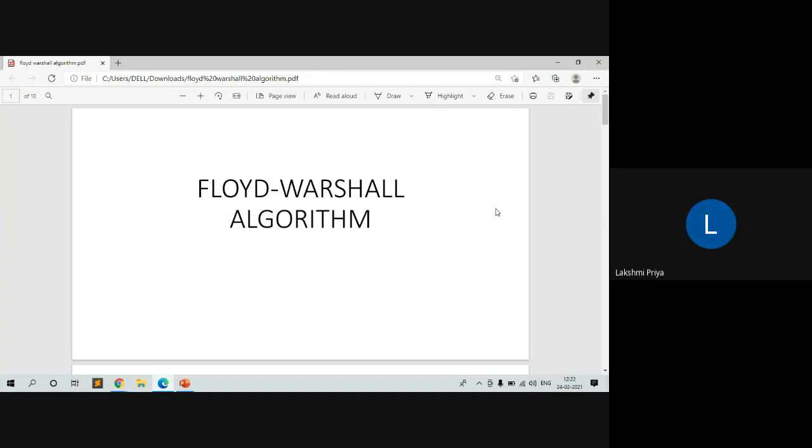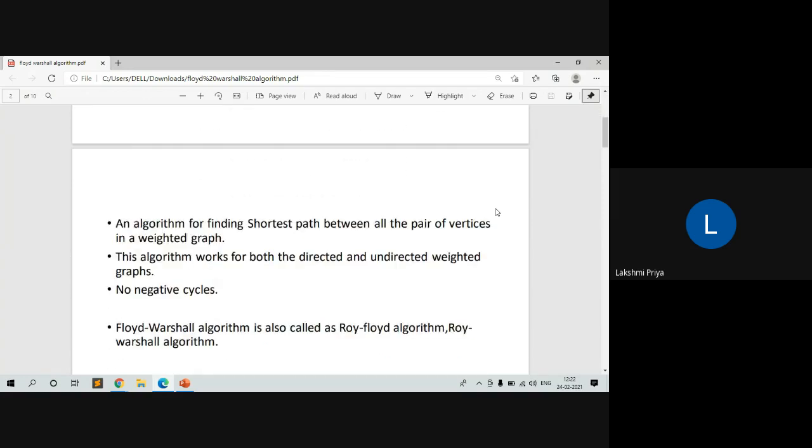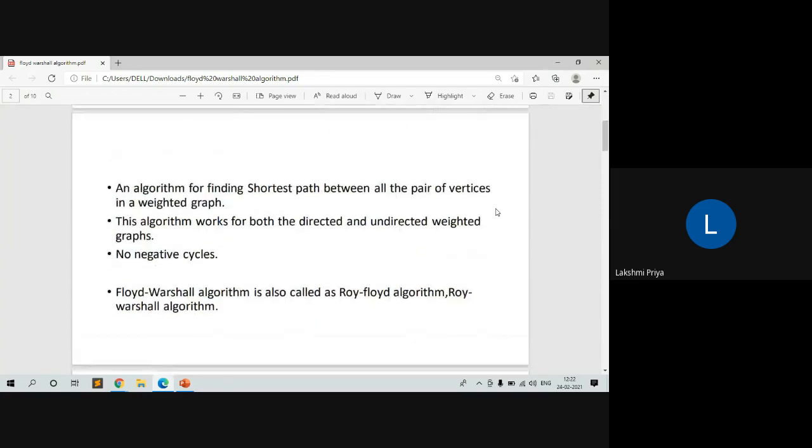Good afternoon to everyone. The topic is Floyd-Warshall algorithm. This is an algorithm for finding the shortest path between all pairs of vertices in a weighted graph. This algorithm works for both directed and undirected graphs. A weighted graph is one in which each edge has a numerical value associated with it.